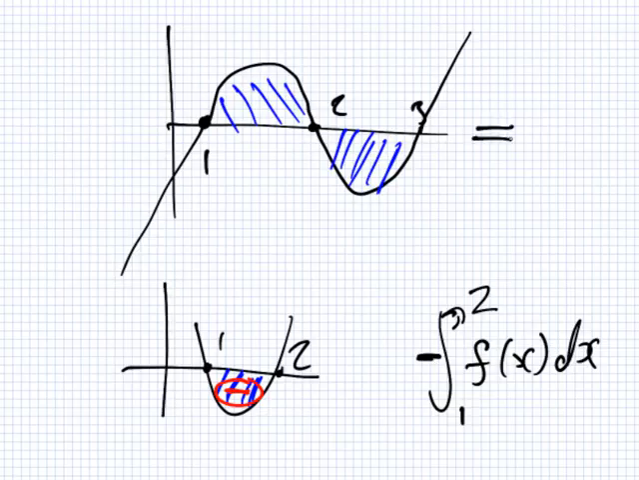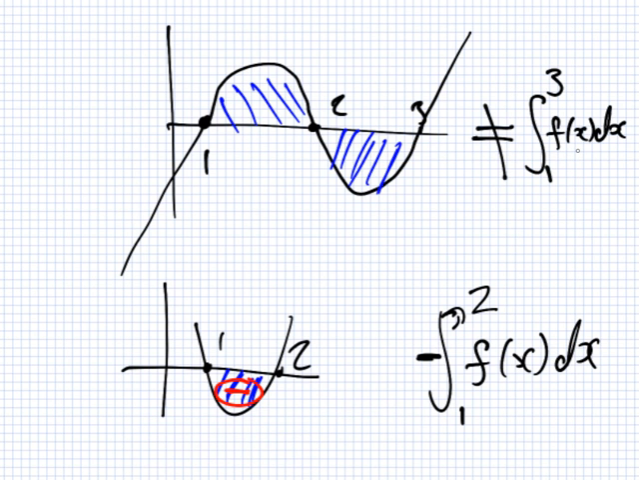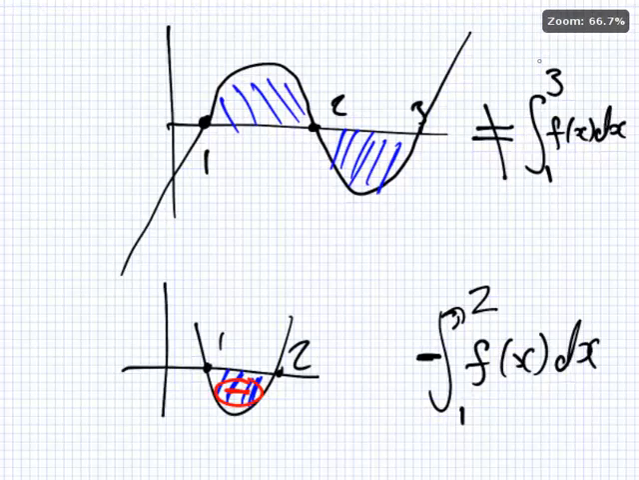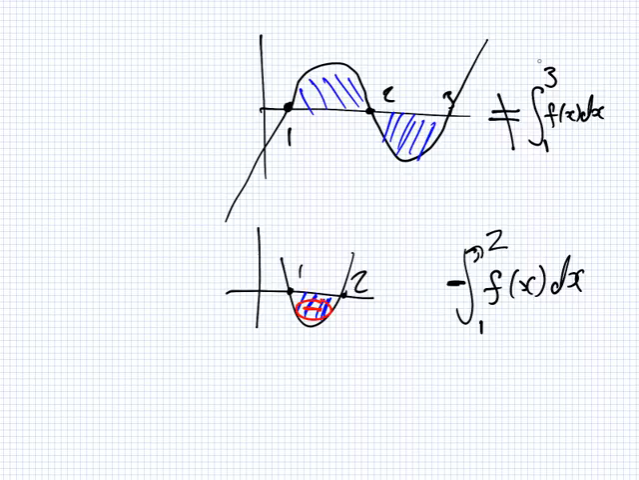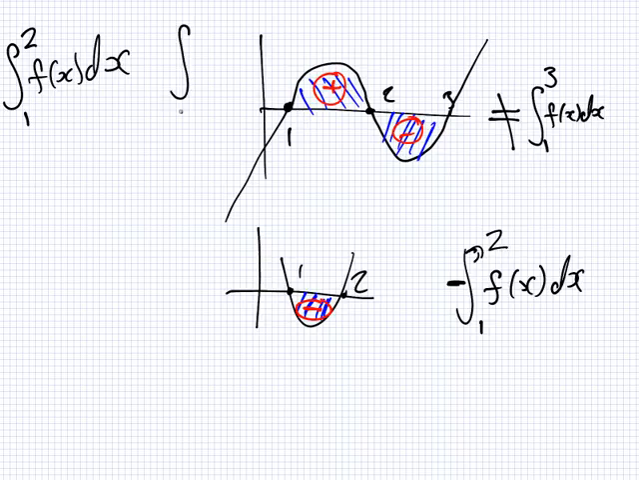We definitely cannot say this is the integral from 1 to 3 of f of x dx. You can never ever mix them like this. The only way to do this one is to separate it into 2 problems: the positive area and the negative area. The positive area would be the integral from 1 to 2 of f of x dx. And the negative area would be the integral from 2 to 3 of f of x dx, but I need a minus in front. Now this gives us the correct area.